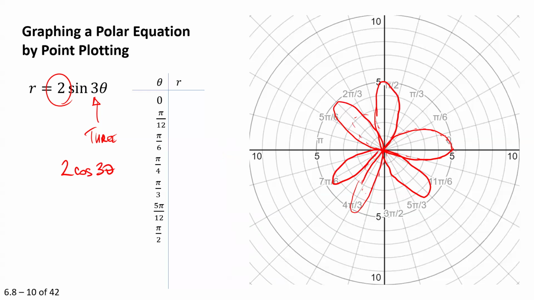Okay, so the one for cosine has got a symmetry with respect to this axis. The one for sine has got a symmetry with respect to this axis. The one for cosine splits this petal down with the x-axis. The one for sine splits a petal using the y-axis.